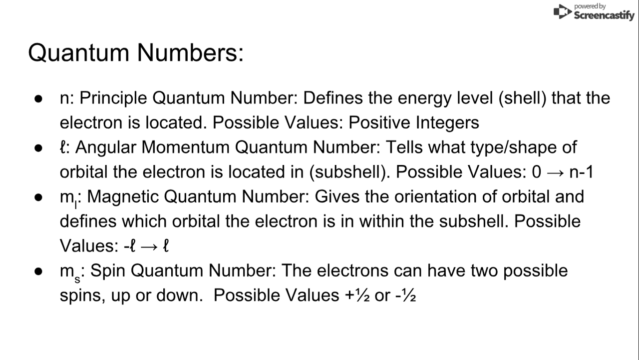So the possible values are negative l to positive l. So for example, if the l value is 0, the m sub l value can only be 0. But if l is 1, you can have m sub l be negative 1, 0, or 1. And so in some ways, this also defines how many of each type of orbital are around. The spin quantum number is one that essentially electrons can have only 2 possible spins, up or down. And so the possible values there are plus 1/2 and minus 1/2.